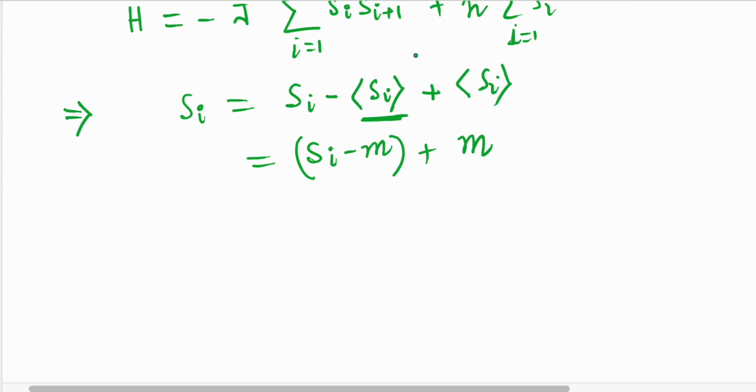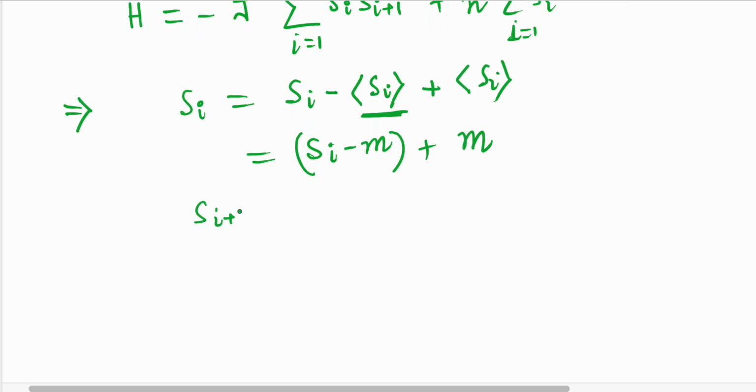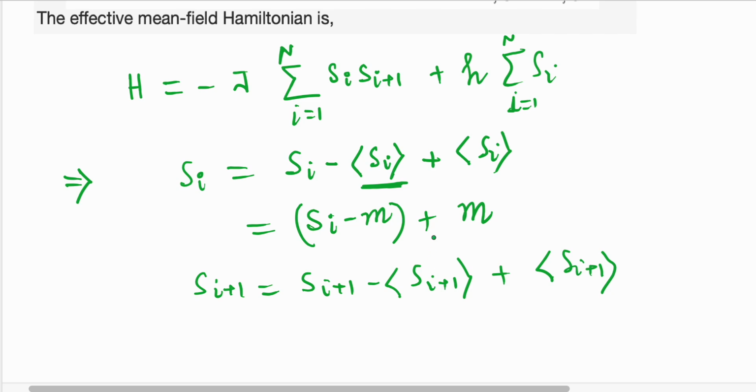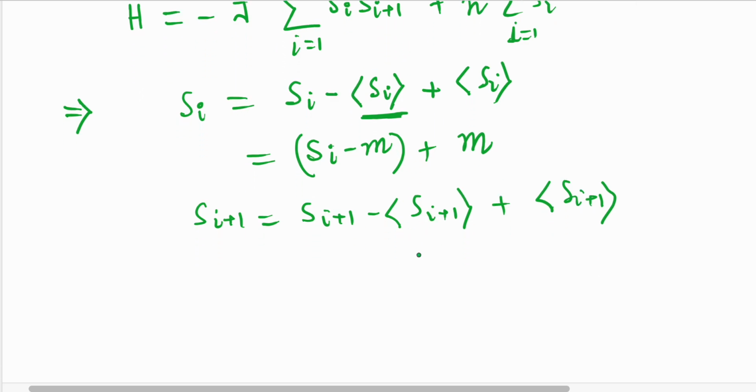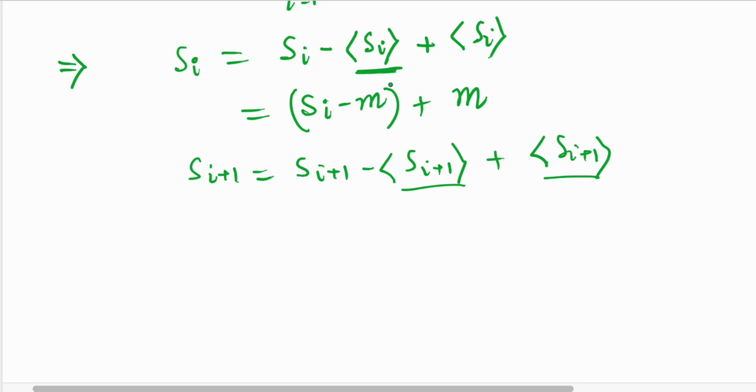Now if you write si plus 1 also like that, si plus 1 will be si plus 1 minus the average of si plus 1, plus the average of si plus 1. Since the mean field for the ith site and the i plus 1 site will be the same, that means the mean of si and si plus 1 will be the same, which is m. That means it can also be written as si plus 1 minus m plus m.